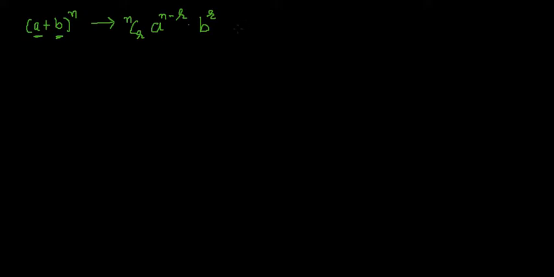Why is it called the general term? Because it generates all the required terms. If we put r equal to 0, it will give you the first term. If r is equal to 1, it will give me the second term. R is equal to 2, it will give me the third term. If I put 3, it will give me the fourth term, and so on. And the last maximum value of r I can keep is n.